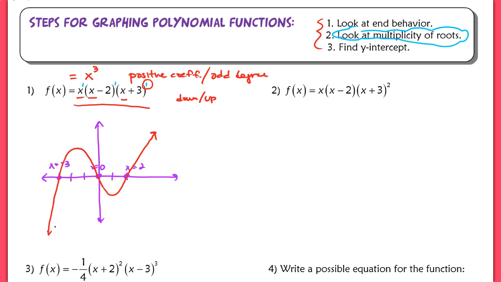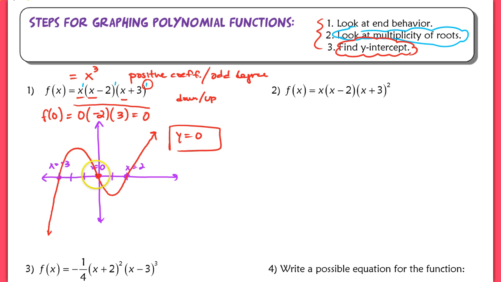Now, the last thing we have to do is find the y-intercept. In this case, the y-intercept you can clearly see is going to be 0. But let's say you weren't sure that that's the y-intercept. All you have to do is plug in x equals 0. If you plug that into your function, so find f of 0, you have 0 times (0 minus 2), which is negative 2, and (0 plus 3), which is 3. We end up with 0 times negative 6, which is still going to be 0. So you have a y-intercept here of 0. You're always going to label your y-intercept. In this case, it's already labeled for you.